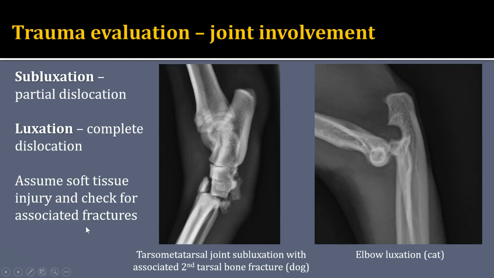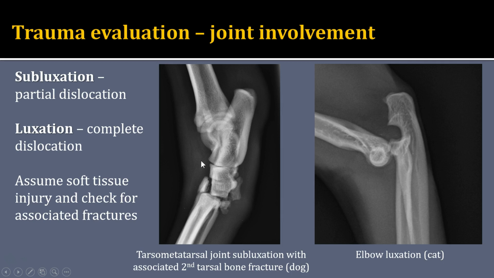Now, the fracture lines may not extend into the joint, but the joint may have instability. And we can talk about subluxation or luxation. Subluxation of the joint is a partial dislocation. So typically there's still some continuity of the articular margins.